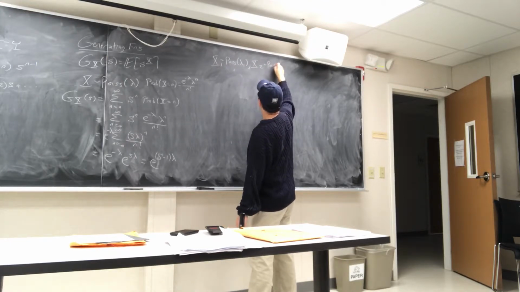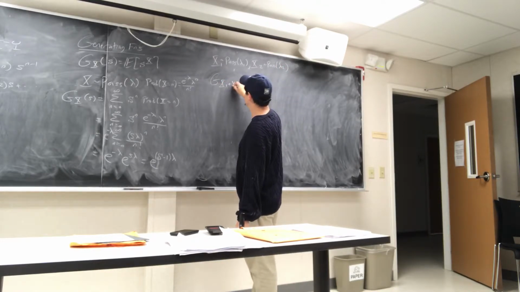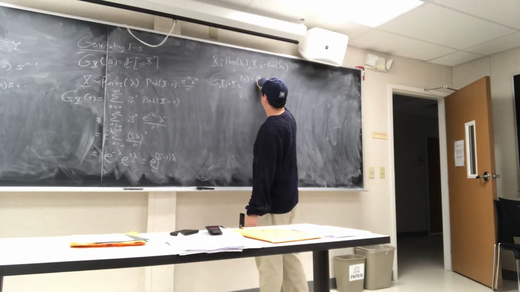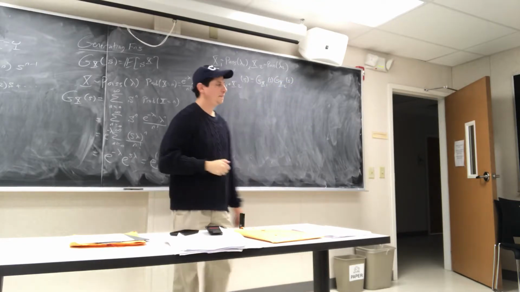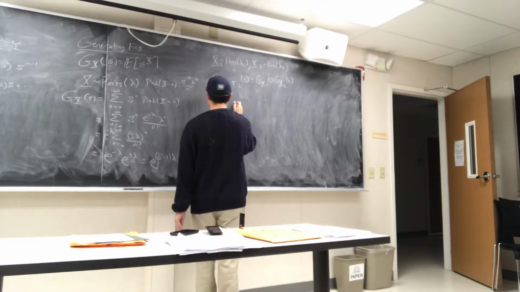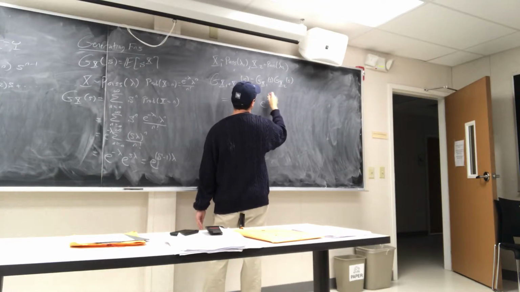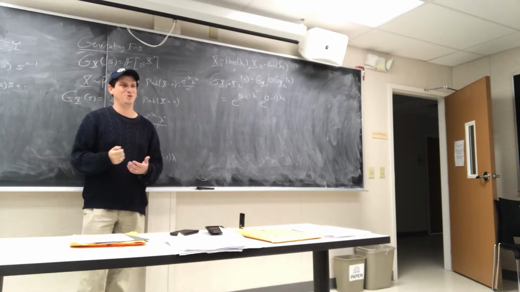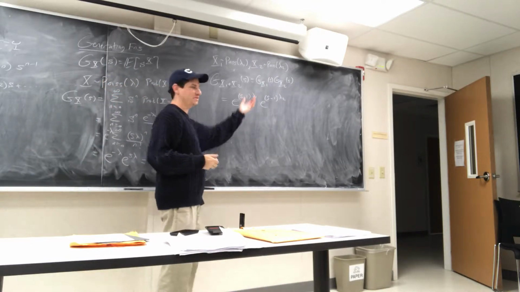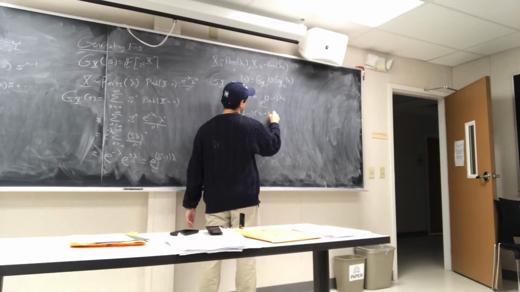x2 is Poisson with parameter lambda 2. So the generating function of x1 plus x2 of s is the generating function of x1 of s times the generating function of x2 of s. Okay, so we get e to the (s minus 1) times lambda 1, times e to the (s minus 1) times lambda 2. The algebra should be screaming at you what to do now, right? Add the exponents. And you get e to the (s minus 1) times (lambda 1 plus lambda 2).